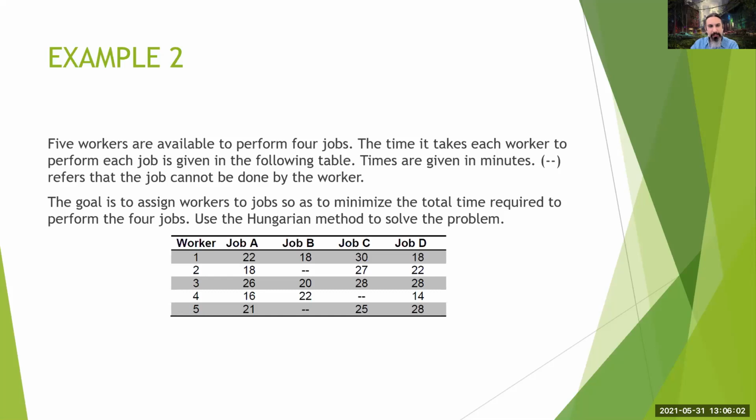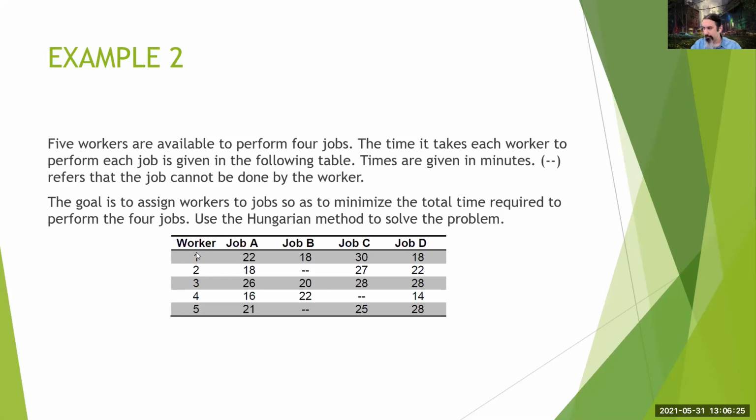The time it takes each worker to perform each job is given in the following table. Times given are in minutes. 2 dashes mean that the job cannot be done by the worker. So it requires some certain skills and it cannot be done by that worker. The goal is to assign workers to jobs so as to minimize the total time required to perform the 4 jobs. So it's a minimization once again. Use the Hungarian method to solve the problem.